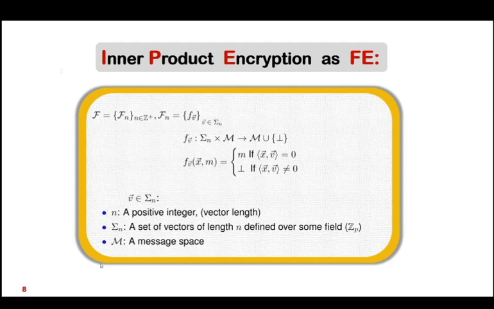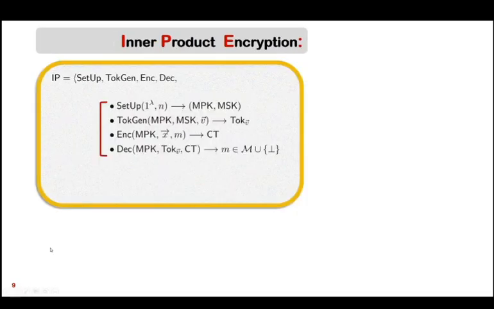Same as FE, in IP, we have four algorithms. Setup algorithm generates the master secret key and master public key. The only difference is here we have the vector length as input. And in the encryption algorithm, we encrypt the payload message M with respect to attribute X. And the token is generated for the vector V, which specifies the function. And finally, this decryption algorithm.